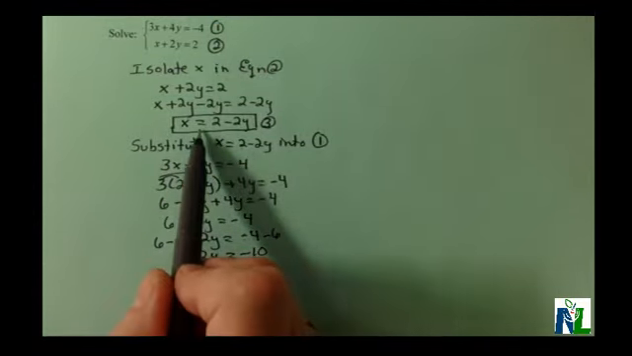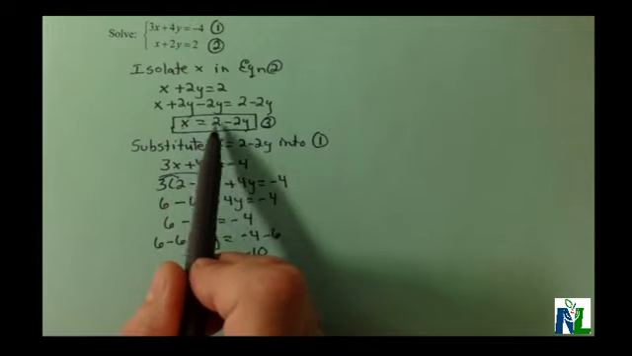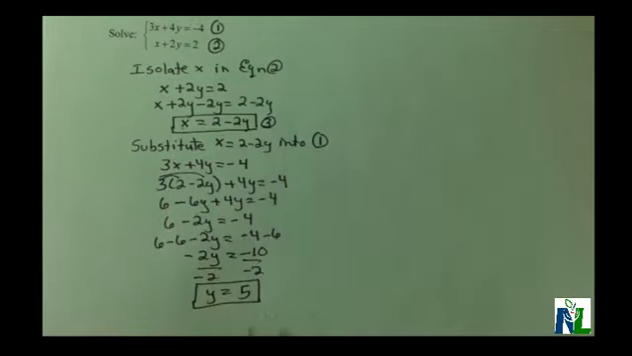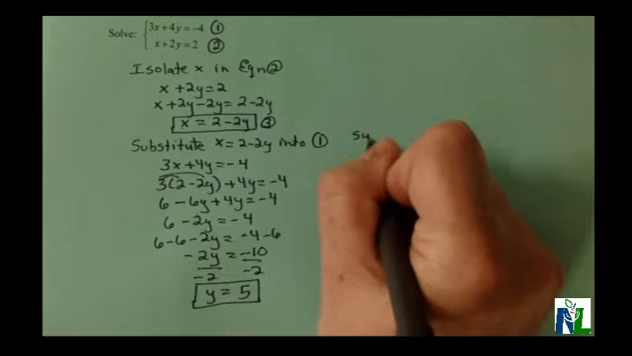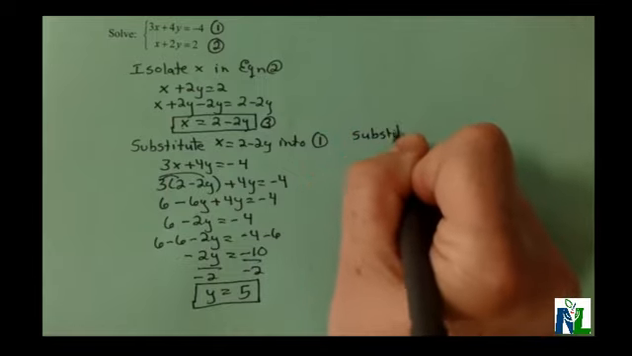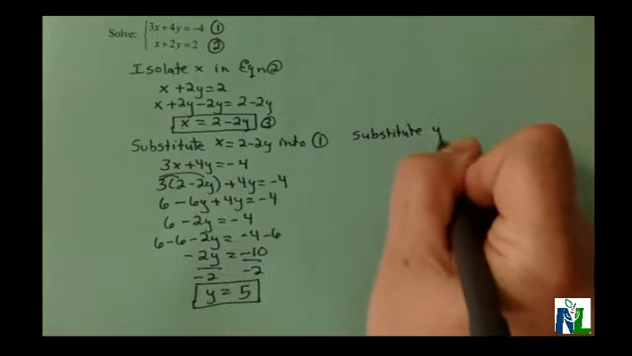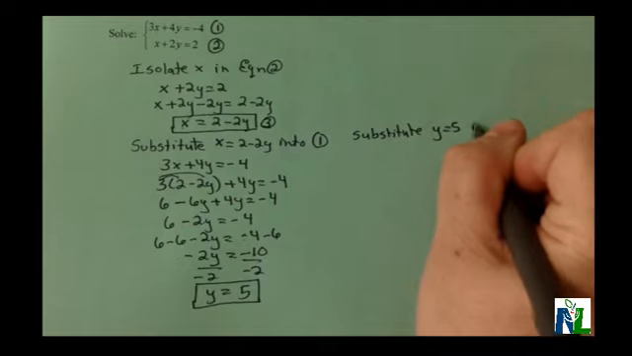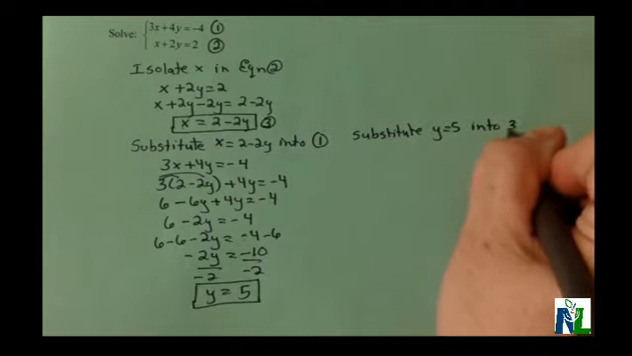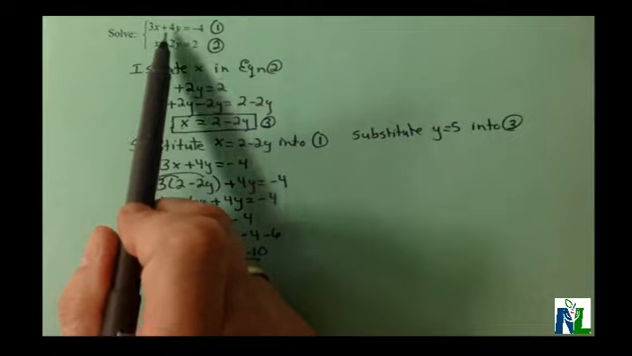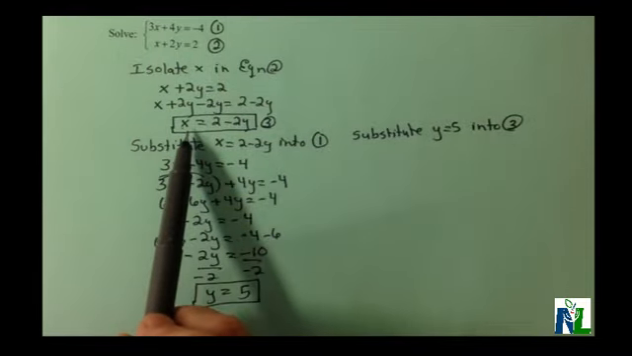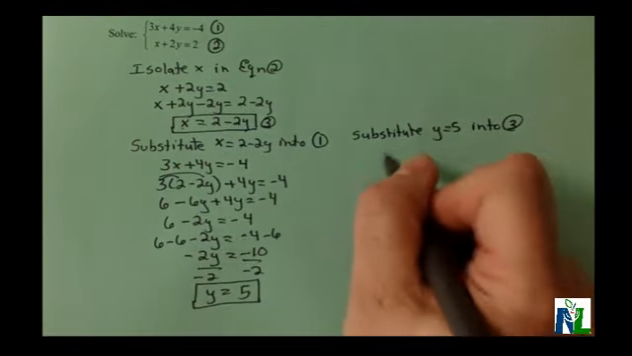I now need to determine the x-coordinate of my solution. I can go back to equation 3 because I know x equals 2 take away 2 times y, and I know what the value of y is. So I can substitute y equals 5 into equation 3. I could have substituted into either one of those equations. It's just easier to substitute it into this equation because x is already isolated.